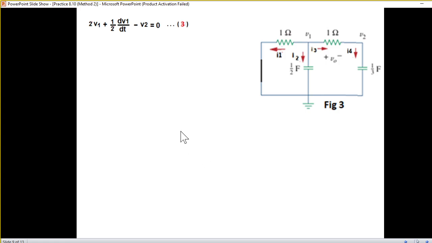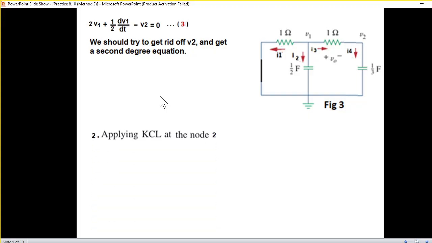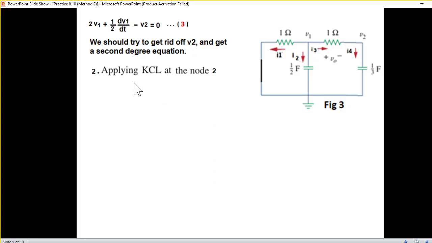We need another equation. We have V2. Applying KCL at node 2, I3 is equal to I4. I3 is (V1 minus V2) over 1. This is 1/3 dV2/dt.